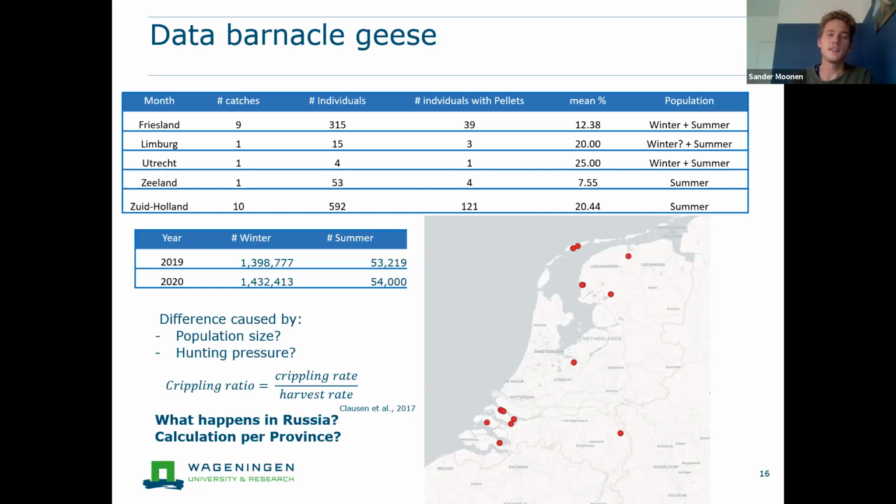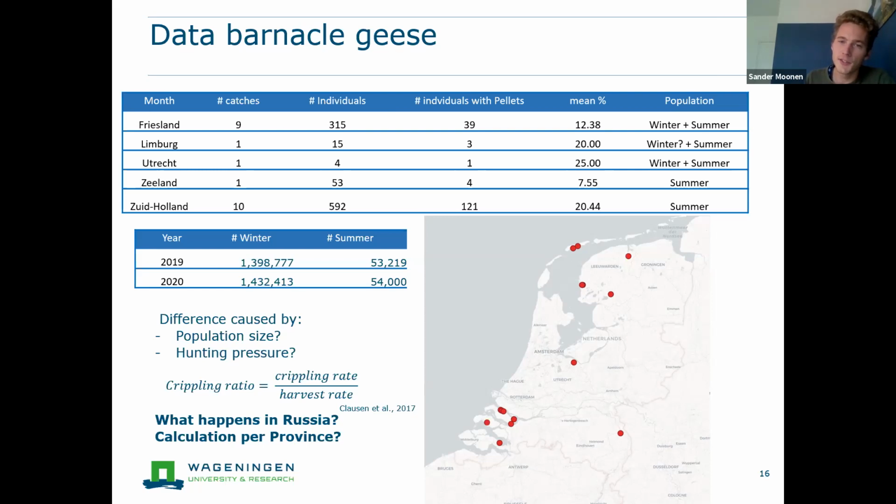We are investigating 2 sort of populations. The wintering population consists of both the summer birds and the winter birds, which arrive in winter. And this population is, of course, lots and lots higher. It's almost 1.4 million. And I guess in 2021, it would be a little bit higher even. And if you compare that to the population which is in the Netherlands in summer, it's only about 54,000 in 2020, which will be a little bit higher in 2021, likely.